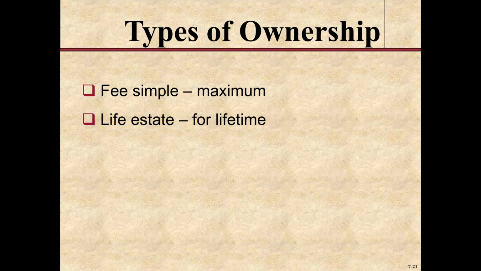The next level deals with a life estate, and this is a situation where you may have granted to another individual the use of land for their lifetime. The key feature about this particular format is that when the person to whom the land had been granted passes away, then the rights return back to the grantor or the grantor's estate.